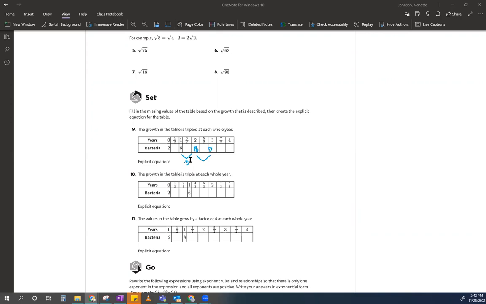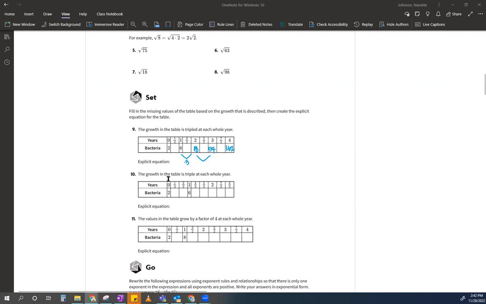And 54 times 3 is going to be 162. Okay. So the next thing that I'm going to do is find all the in-betweeners, right? So how do you do this? How would you think to figure out the numbers that go in between?